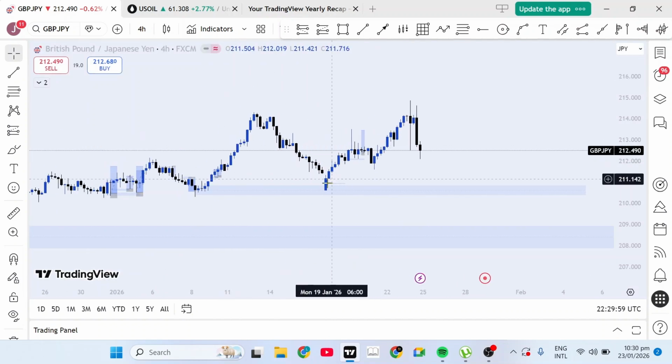On Sunday, price was not here. I think price was here. Yeah, price was here. Sunday, the market opened here. It gapped straight into this zone. But when I was analyzing this chart, the market hadn't opened yet. So I think price was somewhere here where it closed on Friday. So I marked out this zone and sent it to my trading partner.